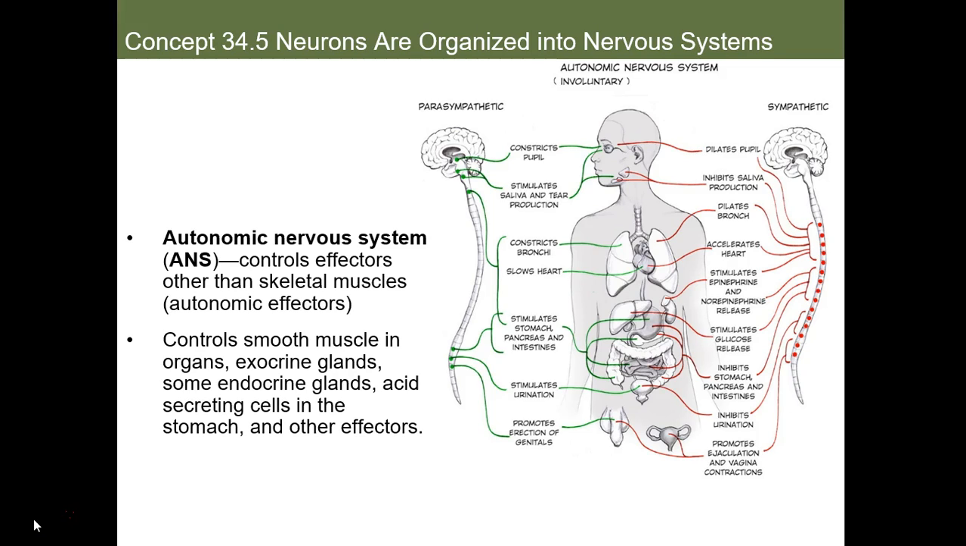The autonomic nervous system, or ANS, controls effectors other than skeletal muscles. These are called autonomic effectors. Examples of these autonomic effectors would be smooth muscles and organs, exocrine glands, some endocrine glands, acid-secreting cells within the stomach.